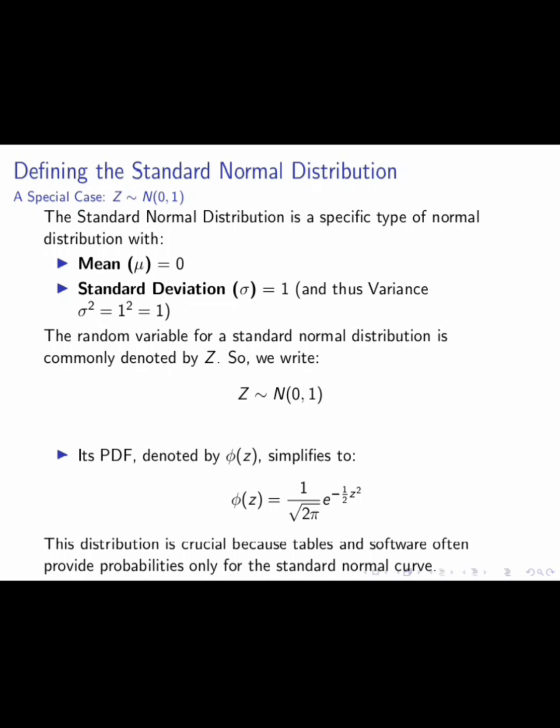In the PDF, which means probability density function, the random variable for a standard normal distribution is commonly denoted by z. So for a standard normal distribution, we usually represent it with z, but if it is a normal distribution, we usually represent it with x.